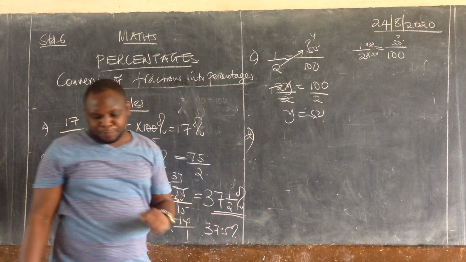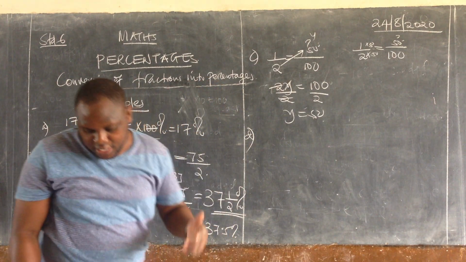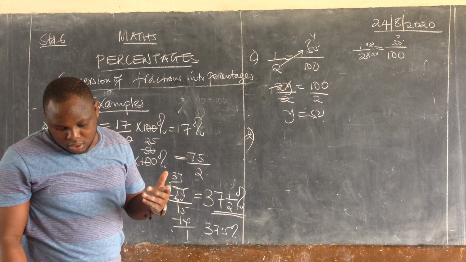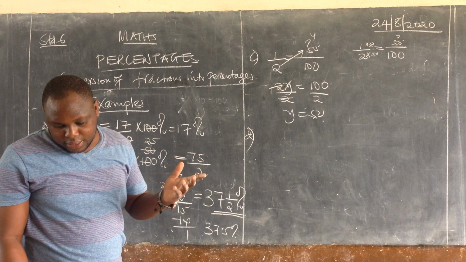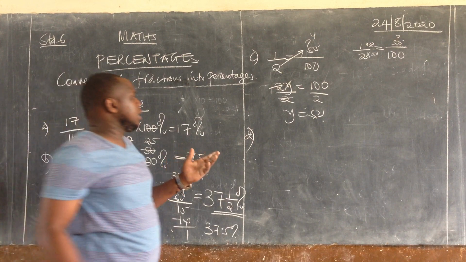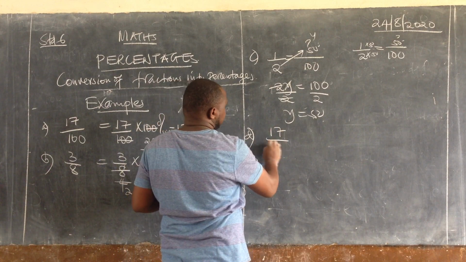Let's do another one, Lana. You can be given a question like 17 over 25.